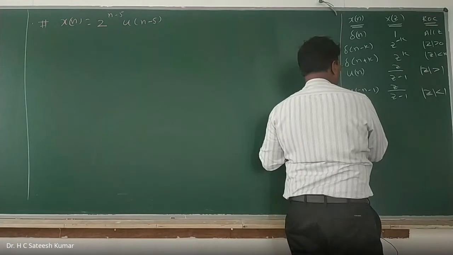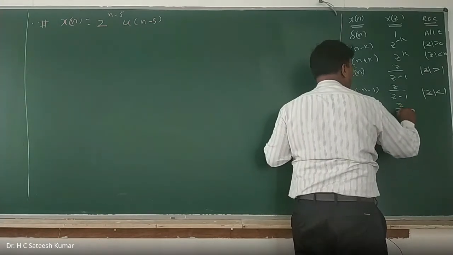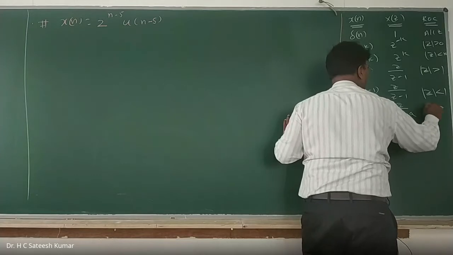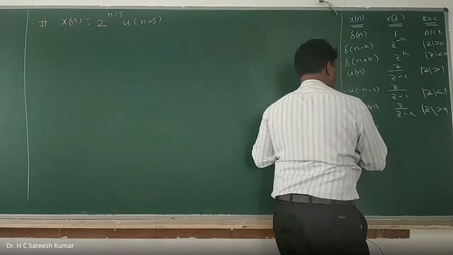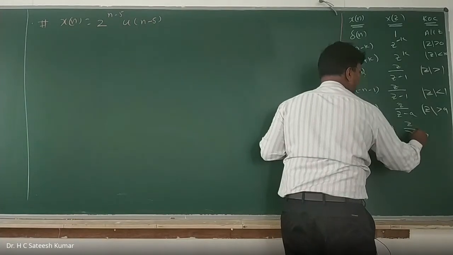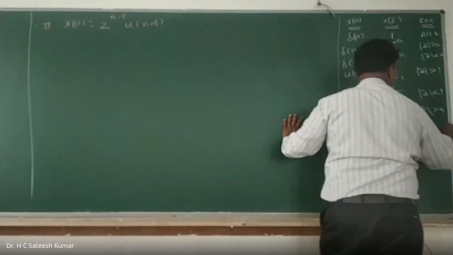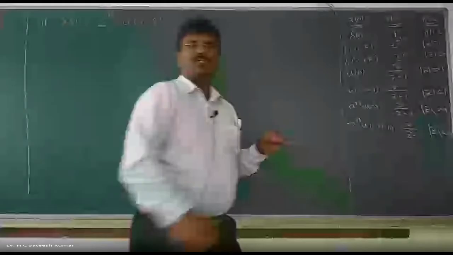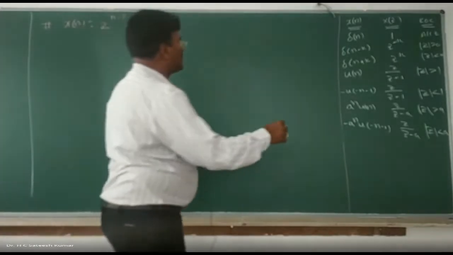Okay, right. Now, a power n into u of n, z divided by z minus a with magnitude of z greater than a, and minus a power n into u of minus n minus 1. These two are the same, z divided by z minus a. The only thing is mod z is less than a. So like this, further I'll continue. These are some of the standard relations. Using these relations, I'm going to do the Z transformation. These are the standard Z transformation pairs.